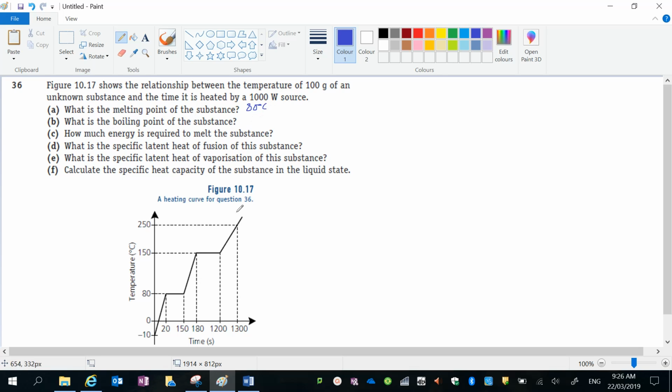What is the boiling point of the substance? So this is the boiling phase. That's happening at 150 degrees. There's the answer. How much energy is required to melt the substance?